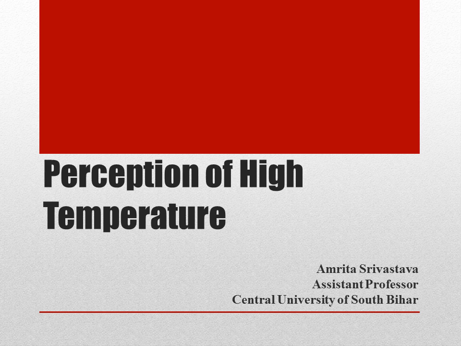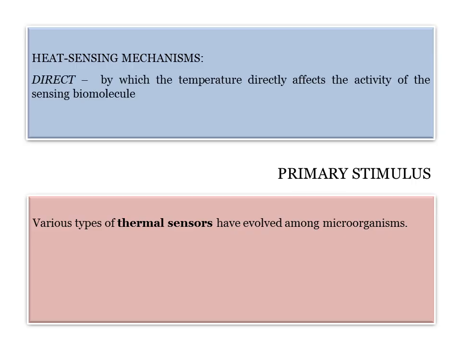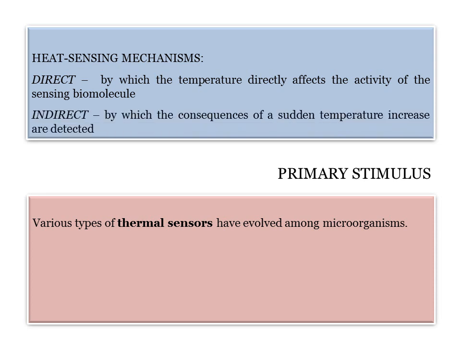A positive temperature change acts as a strong stress stimulus, and that has to be first realized by certain macromolecules that are employed by the cell. Now these heat sensing mechanisms can either be direct, where the temperature directly affects either the configuration or the activity of the sensor, or they may be indirect, where the changes occurring because of the stimulus, that is rise in temperature, act as a secondary stimulus, and then they are detected by certain other macromolecules.